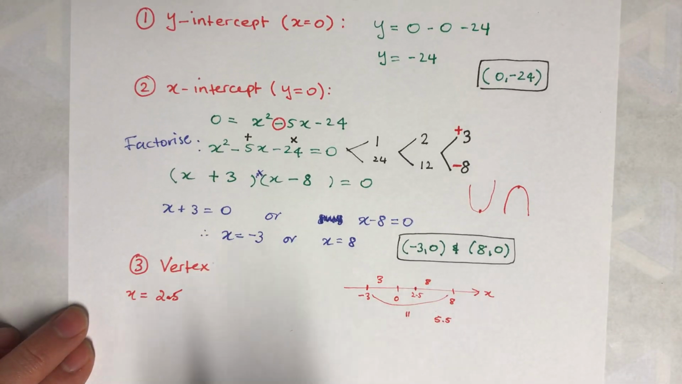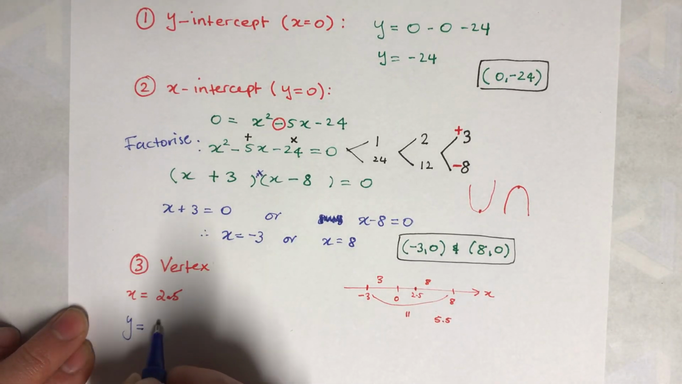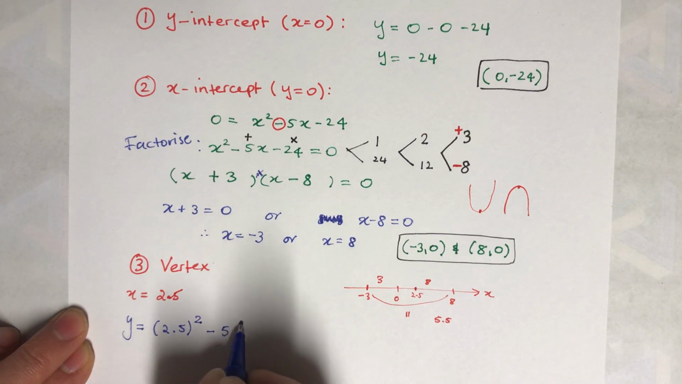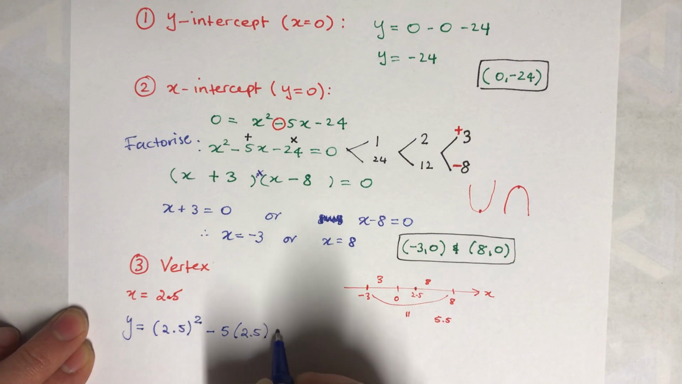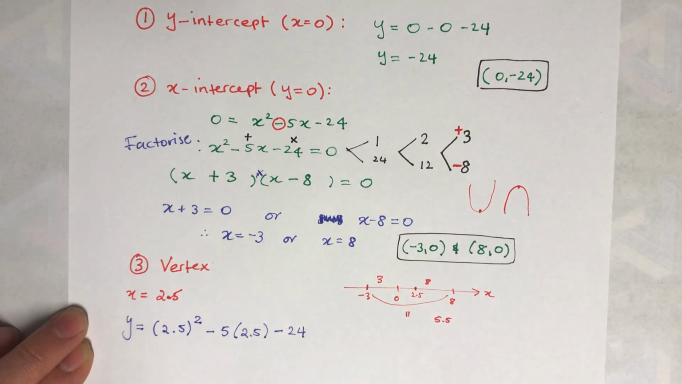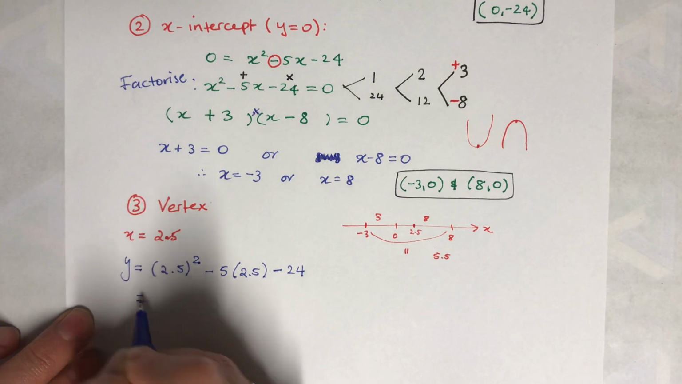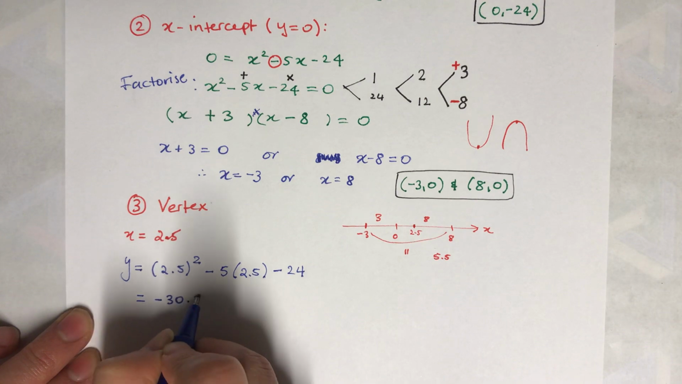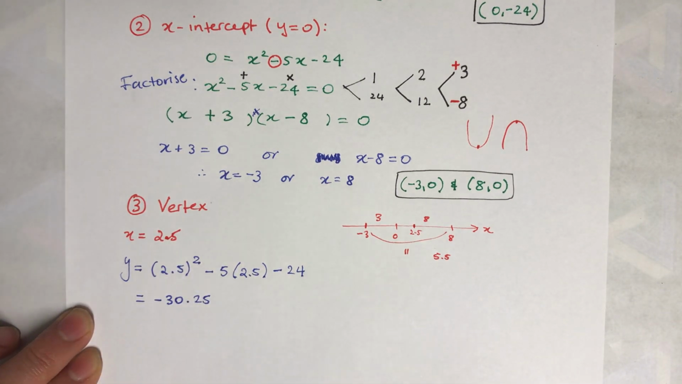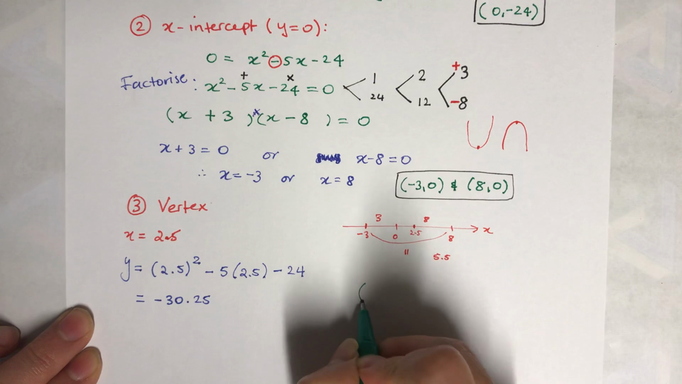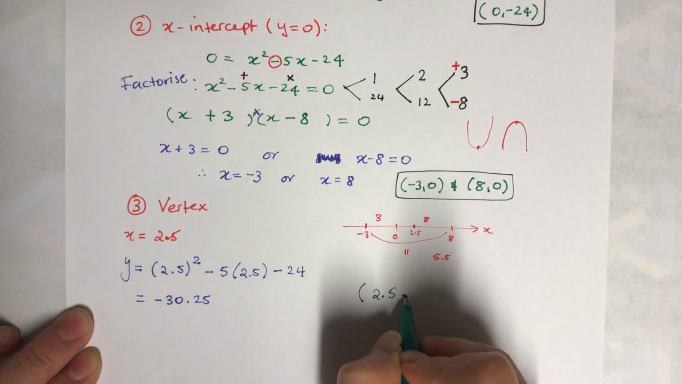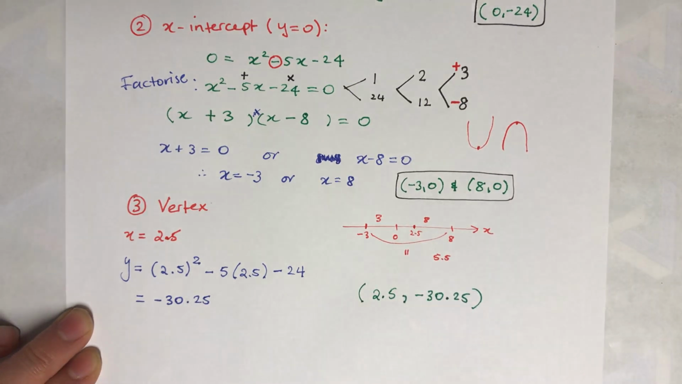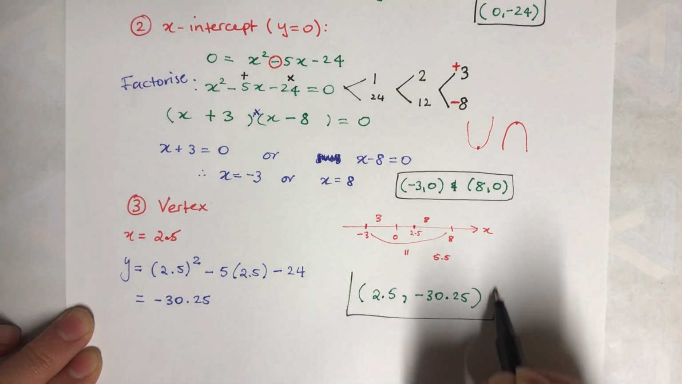So y equals 2.5 squared minus 5 times 2.5 minus 24. Now if you use your calculator, you will get minus 30.25. So your vertex will be (2.5, -30.25). So that's my vertex.